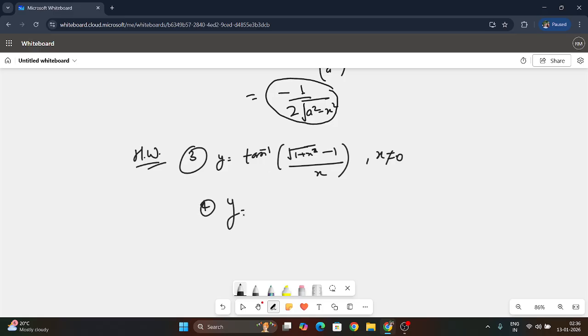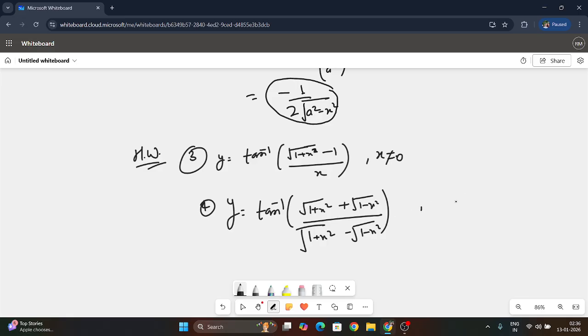The next question is y is equal to tan inverse of root of 1 plus x square plus root of 1 minus x square divided by root of 1 plus x square minus root of 1 minus x square. Here x is given between minus 1 to plus 1, and x is not equal to 0. I hope it is clear to you. First you solve these questions and then we discuss so many things also.